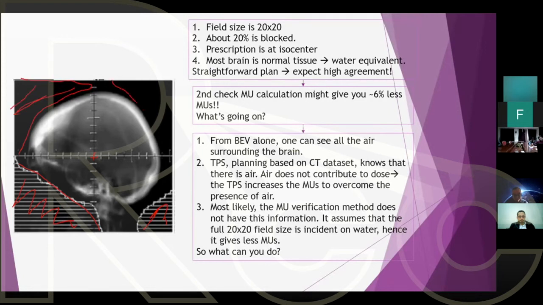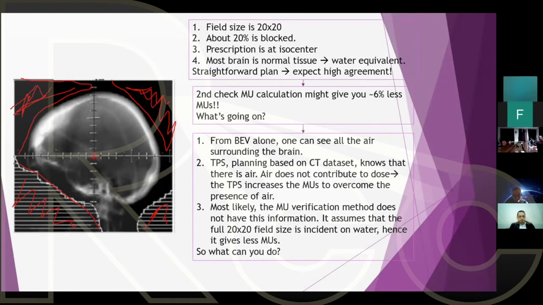And this over here, also air, right? Air does not contribute to dose. The planning system, because it is using a CT data set, understands that there are regions that are not contributing to dose. This is missing tissue. So what it's going to do is increase the monitor unit.